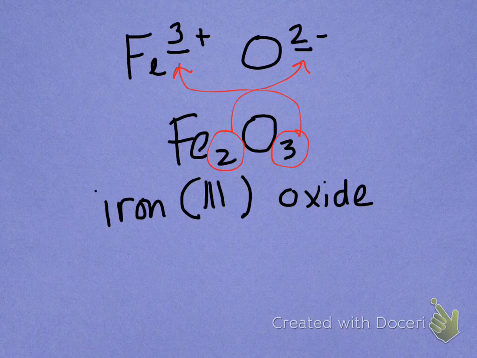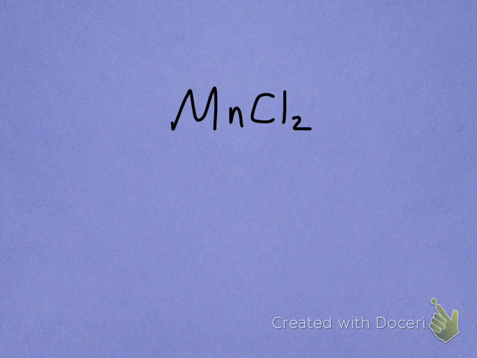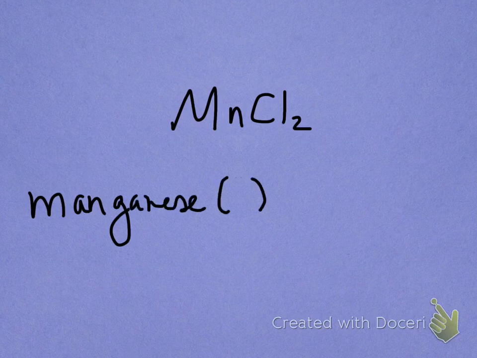Okay. I'm going to do one more that's relatively straightforward, and then we'll do the tricky ones. Okay. Let's do MnCl2. So what is this stuff? It's not magnesium, don't fall for that. Who's got it? Manganese. It's fun to say. Manganese something chloride.